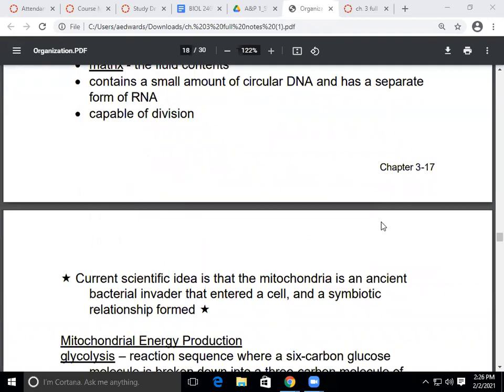Okay. So currently, where we think from a scientific standpoint is what we usually call the endosymbiosis theory, where mitochondria are believed to be descendants of ancient bacteria that somehow got in a cell, and our cells essentially decided to keep them as opposed to destroy them, okay? And so there's a symbiotic relationship where both the mitochondrial descendant and the eukaryotic cell benefited.